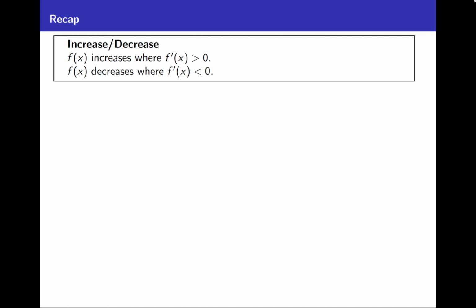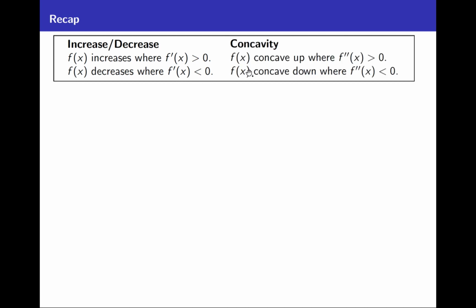Let's start with a recap of what we know. We know that a function f increases where its derivative is positive and decreases where its derivative is negative. In our previous lecture, we noted that f is concave up where its second derivative is positive, and f is concave down where its second derivative is negative.